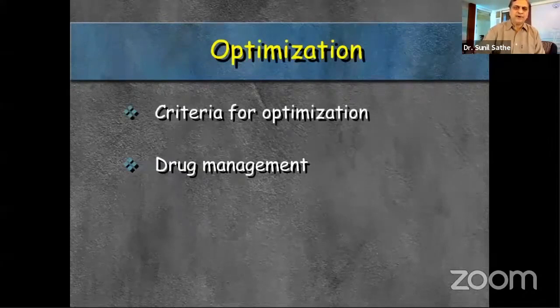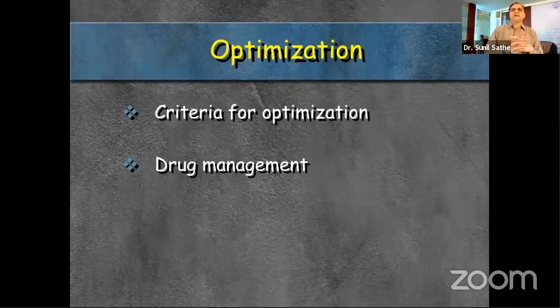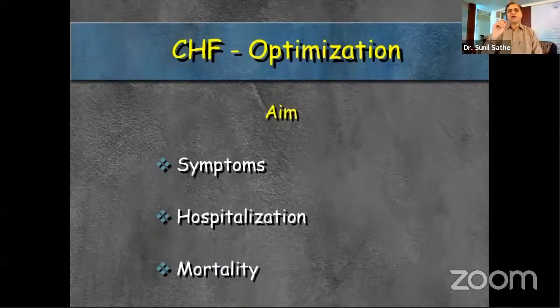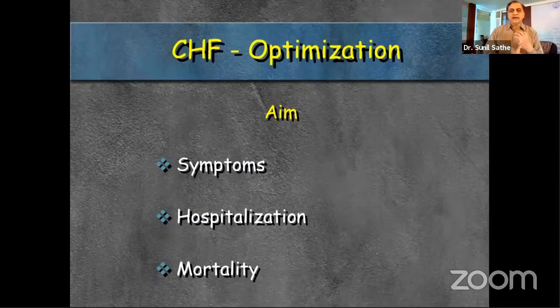Now, what do you mean by optimization? When I am giving medical therapy to my patients with heart failure, what am I going to look at? Is there a checklist? And how do I go on optimizing patients depending upon which drugs I am giving? So basically, I look at the criteria of optimization and then drug management. That means which patients, and which drugs, I would use to give the best optimization to my patients with congestive heart failure. Now, I look at congestive heart failure optimization. What is my aim? I've got three aims. One is I want to reduce symptoms, or make the patients asymptomatic with LV systolic dysfunction. I want to reduce hospitalization, and I want to reduce mortality. So these are the three main aims in my treatment of heart failure patients.